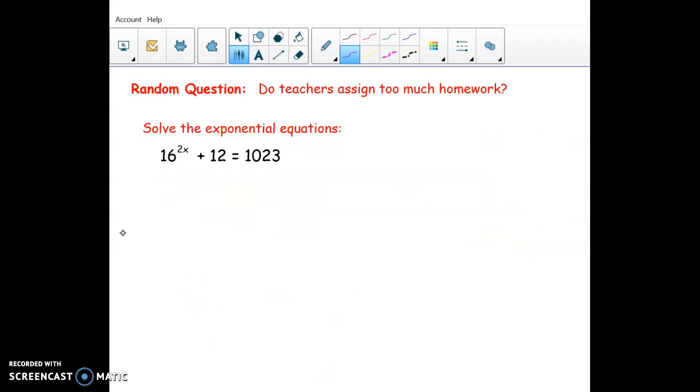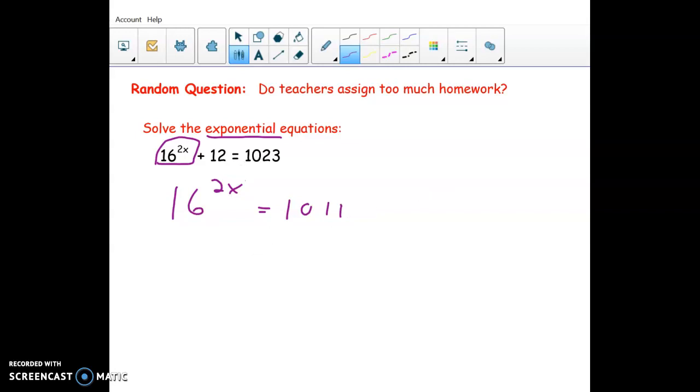All right, so exponential now. So now I'm going to go the other direction, and pause the video before continuing. I want to isolate this base exponent before I switch forms. So I have to minus 12. So I'm going to write 16 to the 2x equals 1011, I think, if you minus 12 from both sides.